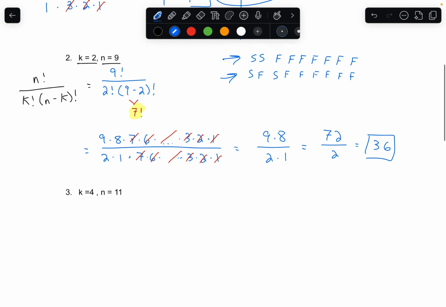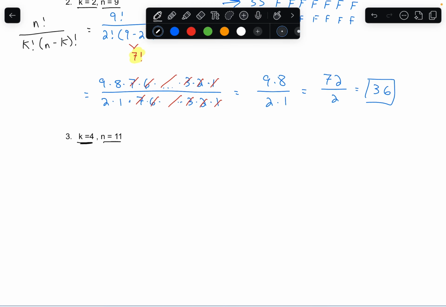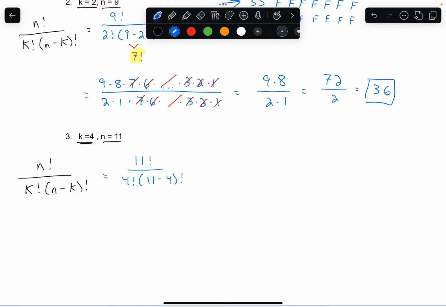Let's take a look at one more. For my last problem, I have k is equal to 4 and n is equal to 11. So I like to write the formula out first, just for the first few times, until we start to feel a little bit more comfortable with it. That looks like n factorial divided by k factorial times n minus k factorial. So n is 11, so this is 11 factorial divided by k factorial, which is 4 factorial, times 11 minus 4 factorial. Subtracting 11 minus 4 first, that should give me 7 factorial.